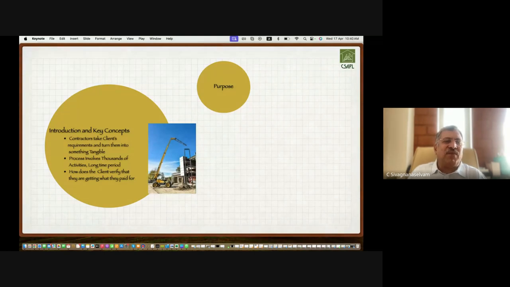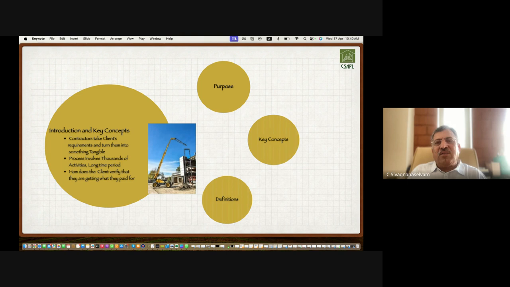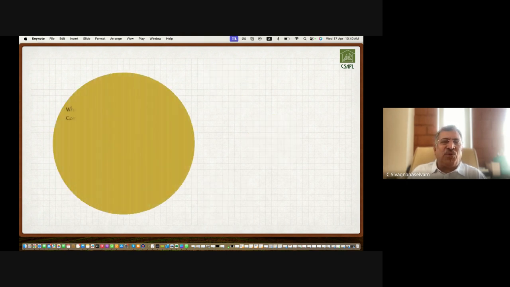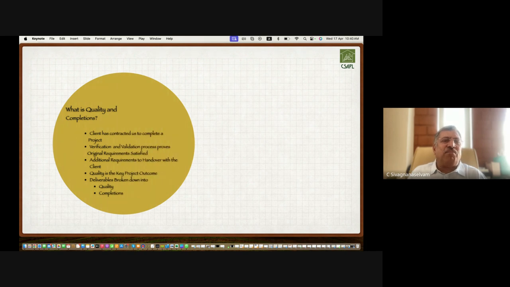The process involves thousands of activities over a long time period. How does the client verify that they are getting what they are paid for? So purpose, key concepts and definitions are the three things you need to understand. And what is quality completion? The client has contracted us to complete a project, that everyone knows. And the verification and validation process proves the original requirements are satisfied. We need to satisfy the client with the best quality possible.